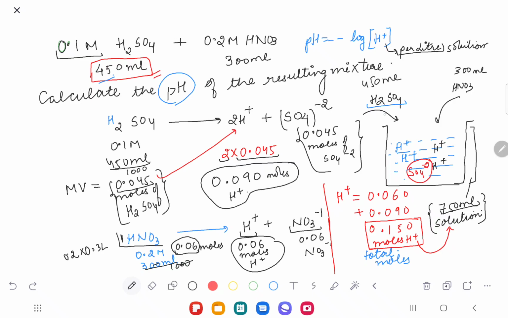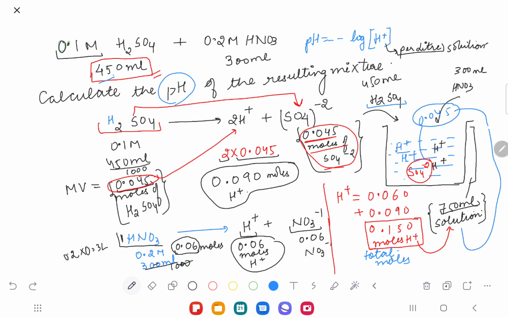Obviously, because H2SO4 would decompose inside it. So how many moles of sulfate ions do you think we have? 0.05 moles of sulfate in all we have, because that's the total number of H2SO4 we have, and every one H2SO4 gives me one sulfate. Are you understanding? But this sulfate, which is 0.045, is present in 750 mLs of solution.